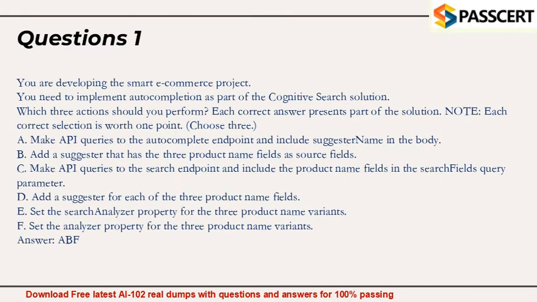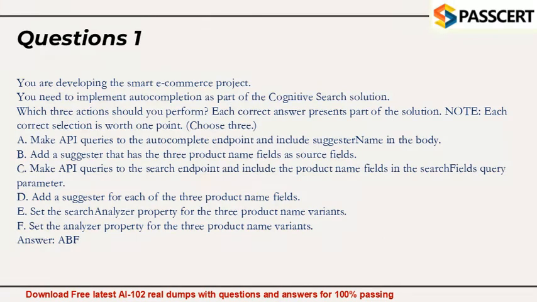Question 1. You are developing the Smart E-commerce project. You need to implement autocompletion as part of the cognitive search solution. Which 3 actions should you perform? Each correct answer presents part of the solution. Note: each correct selection is worth 1 point.